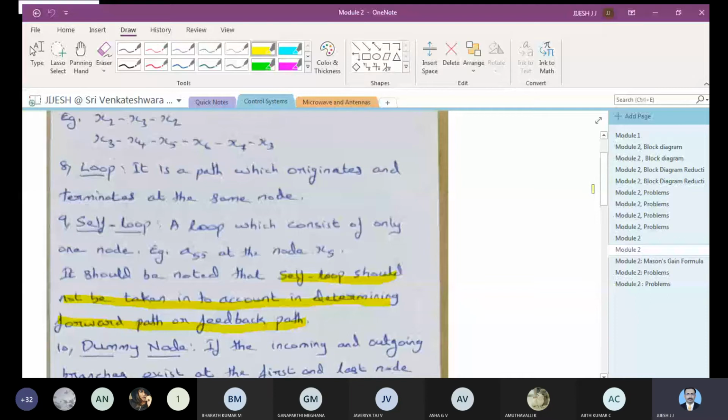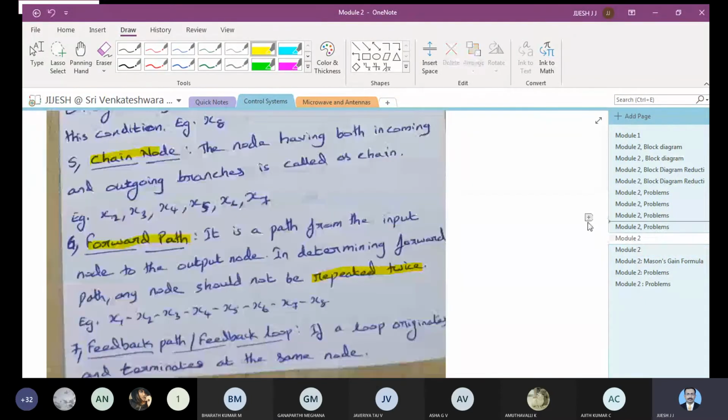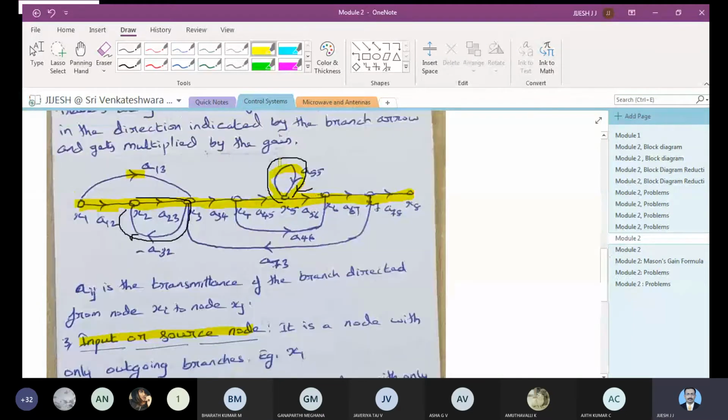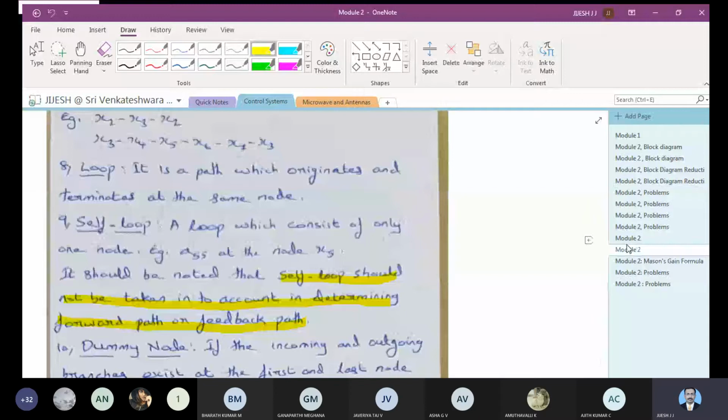you have the loop. We have seen the loop as well, the path which originates and terminates at the same node, and the self loop also we have seen. At node 5, you could have seen that self loop at the same point. I can just show you that. This is the self loop, which comes from the same node and ends in the same node. That is called the self loop.